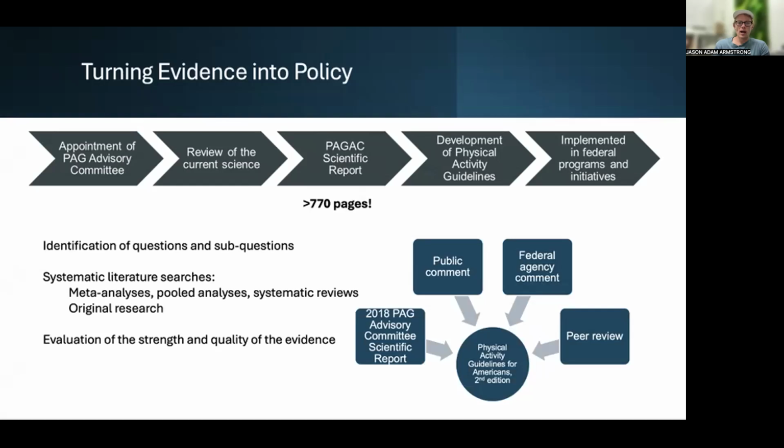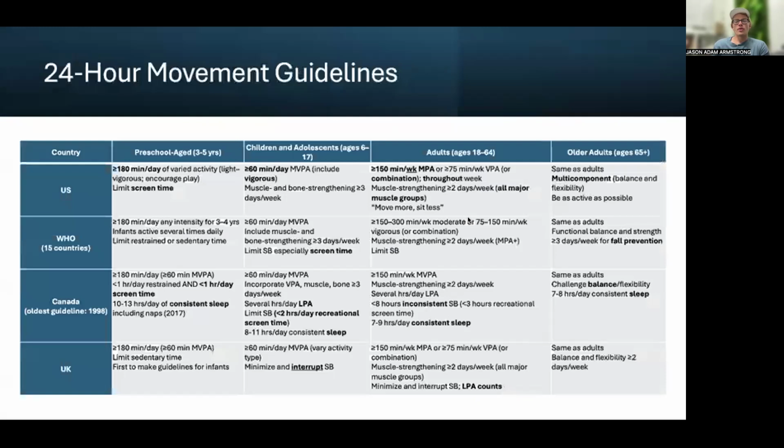So I ran through how physical activity guidelines are created, right? And we had the 2008 physical activity guidelines in the US, and then we updated those in 2018. Theoretically, there may be an update in 2028, but we may also decide that we don't actually need an update. Those physical activity guidelines are what determine our 24-hour movement guidelines, which I've outlined here for you, and there are some citations in the slide notes.